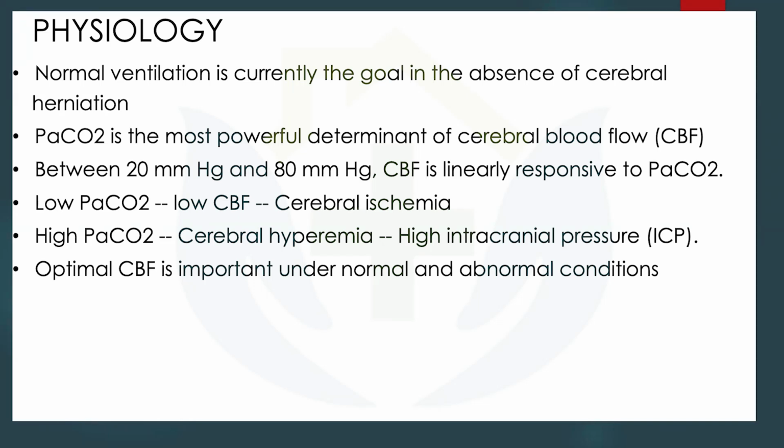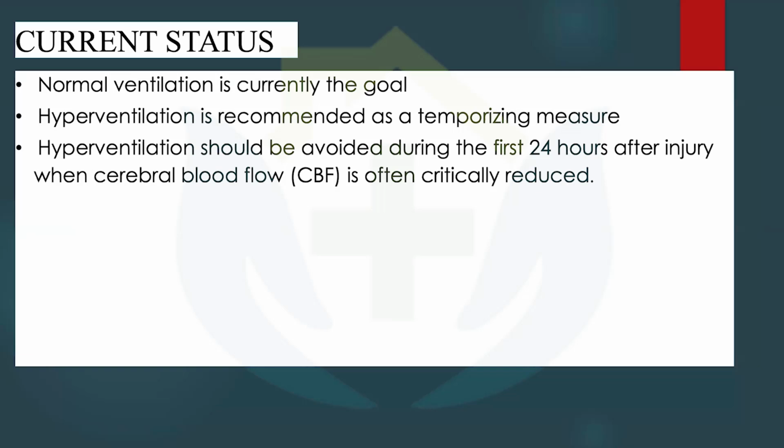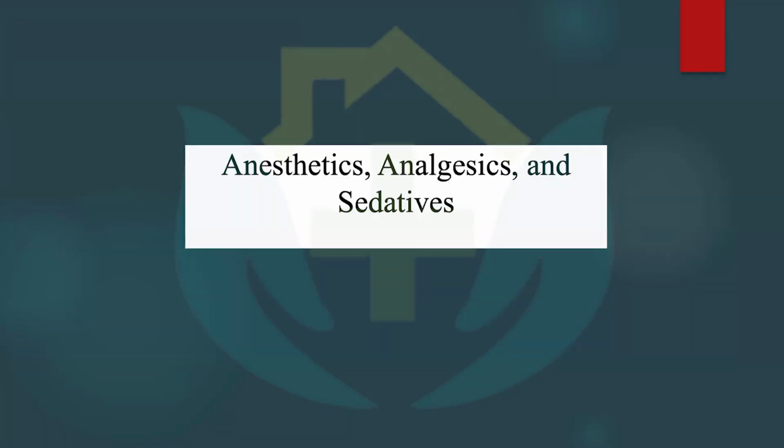Target 35 to 45 or 35 to 40 in the first 24 hours. So normal ventilation and normocapnia is what is recommended. Hyperventilation to reduce PCO2 levels is done as a tier 2 measure in selected patients where the ICP keeps on being elevated, despite your optimizing other things.